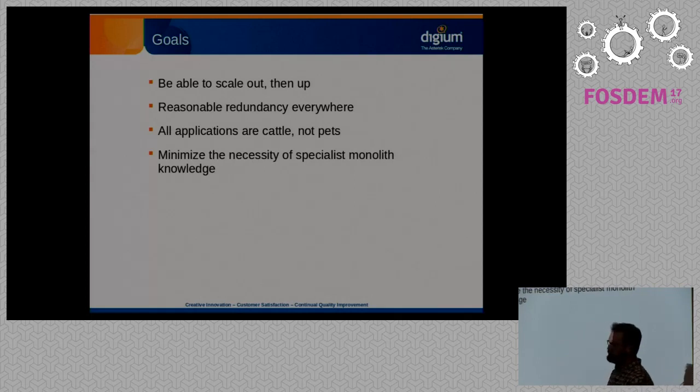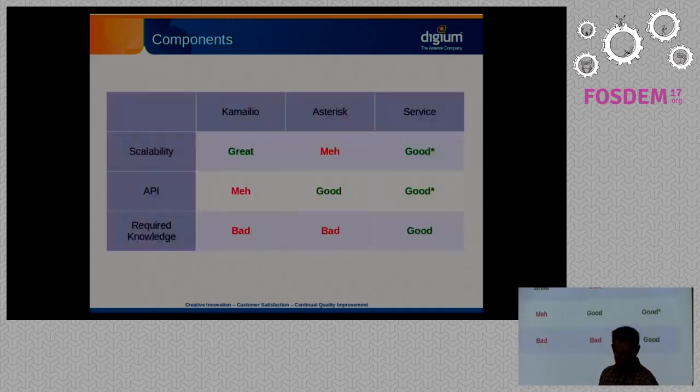In particular, I want to minimize the necessity of requiring specialized monolith knowledge. This may come as a shock to everybody in the room, but the world is not overflowing with real-time communication developers. We're kind of a rare breed. There's not that many people who know the inner workings of Kamailio and Asterisk, and while you can teach people these things, it's much easier to find JavaScript or Python or Perl developers and teach them the basics of real-time communication rather than requiring right off the bat that you are only going to hire developers like this.